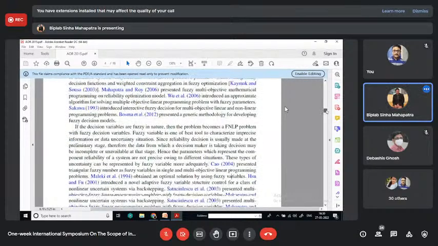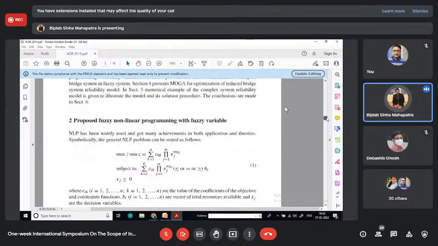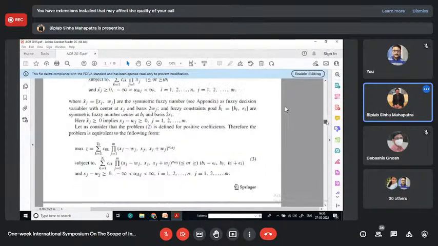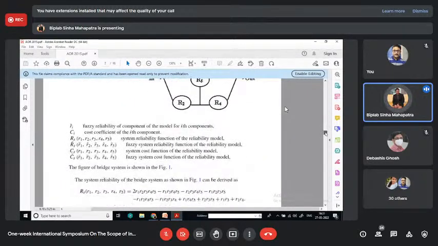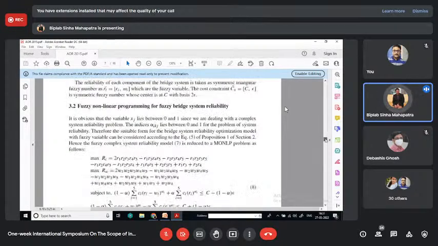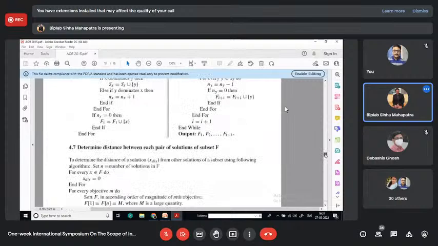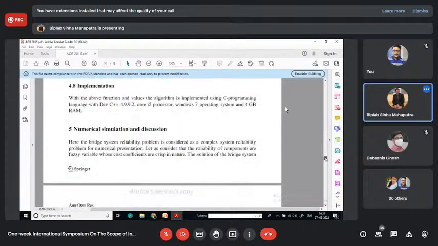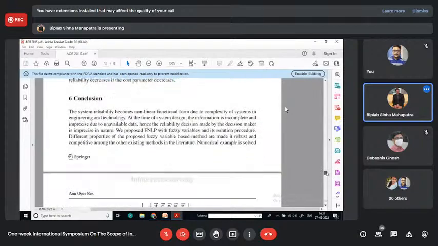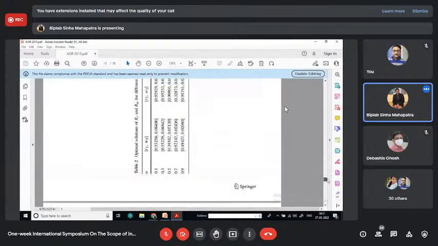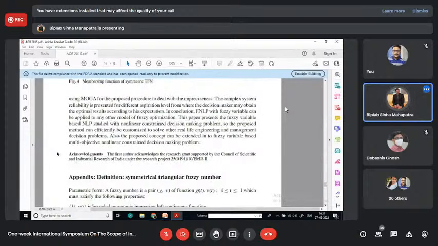Go on, then we will go to the proposed program. And then this is the bridge system. Lastly, I will show you one more thing. This is another table. This is a graph and this is the acknowledgement.